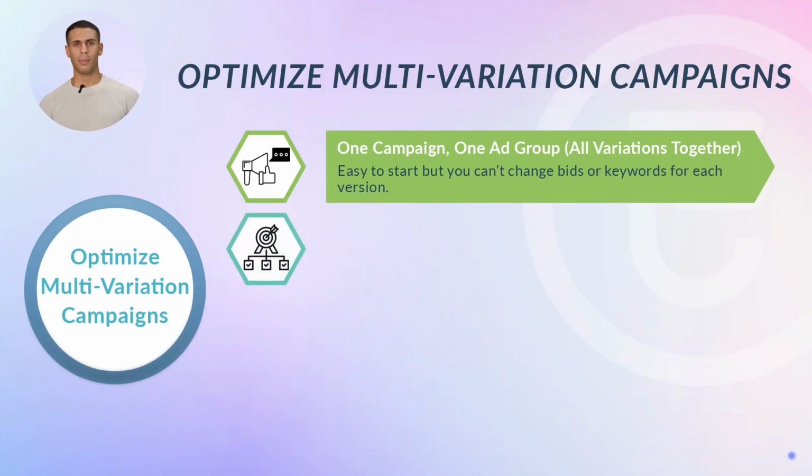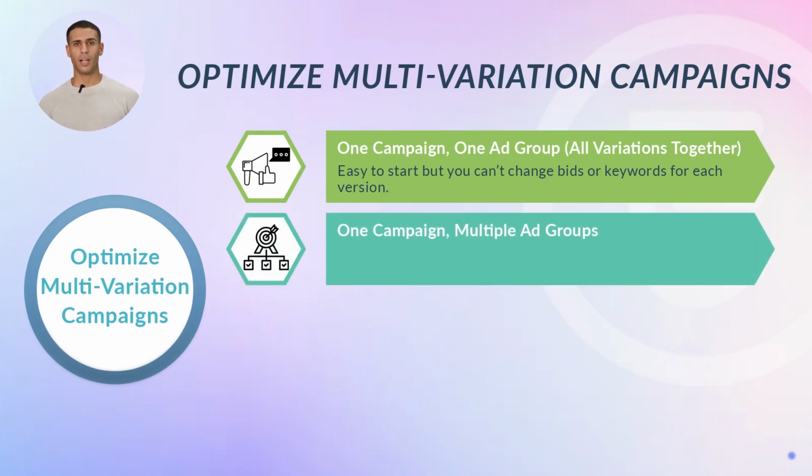Second, one campaign with multiple ad groups using different keywords and bids. This gives more control. Each ad group has different ASIN variations with its own keywords and bidding strategy. Great for A/B testing themes or variants and adjusting bids based on performance.